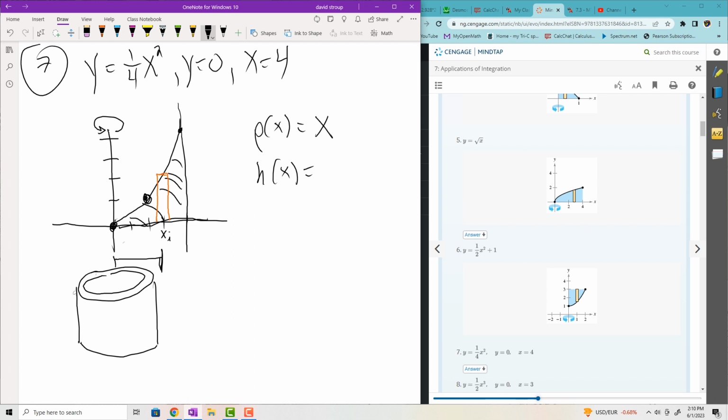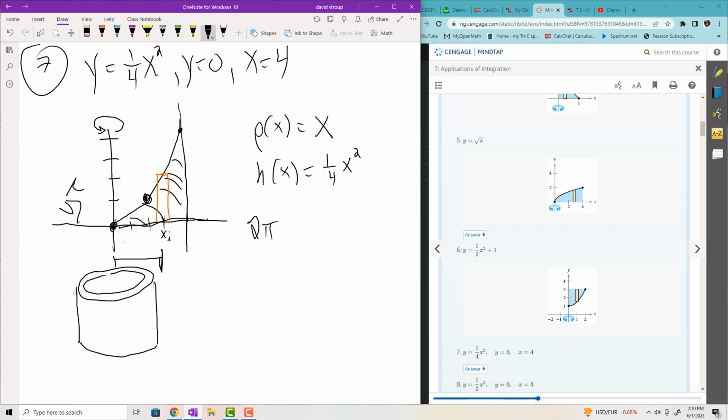If you have an x-axis or a y-axis rotation, the radius function will just be x, or the radius function will just be y. If it's a shifted axis, then you have to do one of those differences. Anyways, the height function is given by the actual curve itself. That will just be 1/4 x squared. And then we could dump it into the integral.